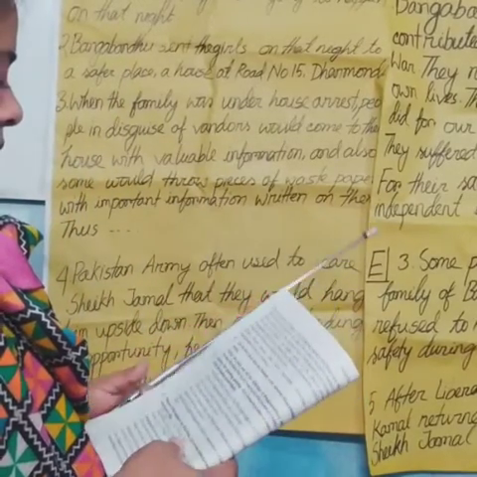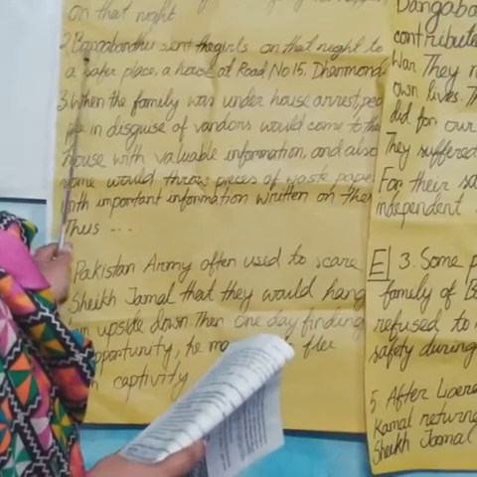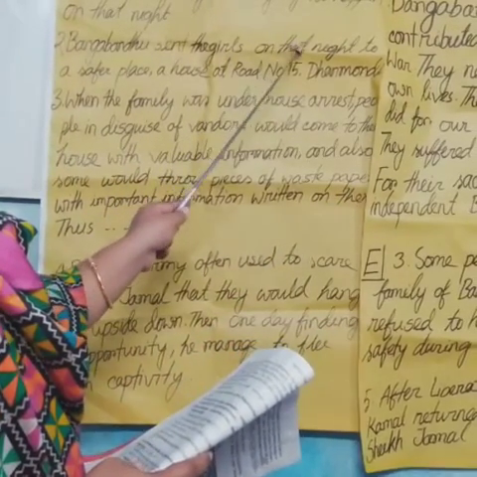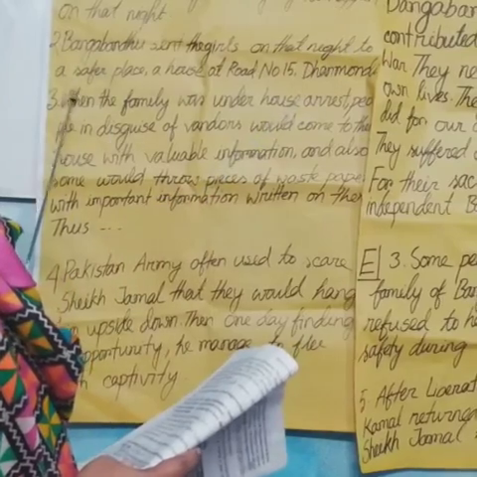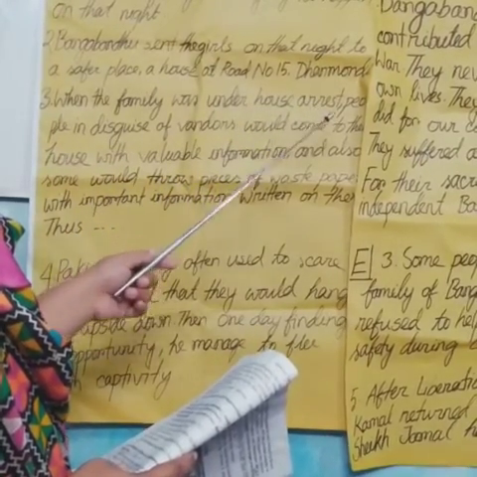Second question, why did Bangabandhu send the girls on that night? Bangabandhu sent the girls on that night to a safer place, a house at road number 15 Dhanmondi.